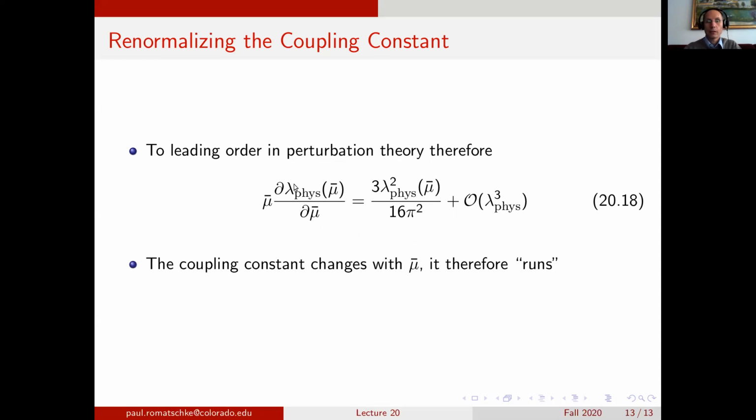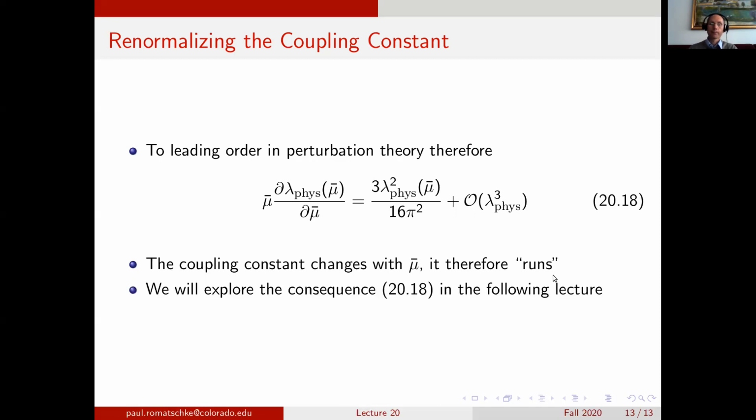Nevertheless, this just means that the change of lambda physical with respect to mu is not 0. The coupling changes with respect to the scale. In the lingo of quantum field theory, we say it runs. We will explore the consequences of the running coupling in the following lecture, and we'll discuss the details of how that ties into the so-called renormalization group also in that lecture. And this concludes the presentation.